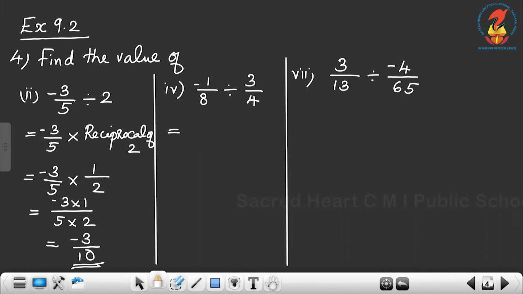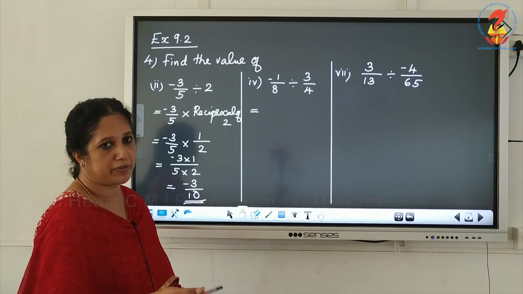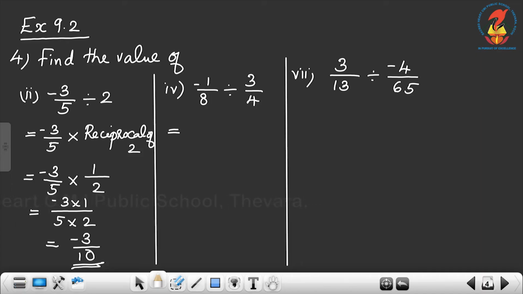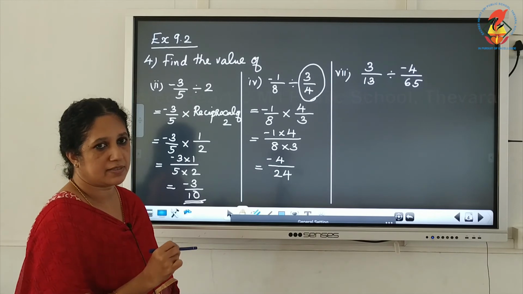Now, next one, negative 1 by 8 divided by 3 by 4. So, there is no need to write down every time the reciprocal of or multiply with the reciprocal of 3 by 4. If you can write the step directly, you can write it there. Therefore, negative 1 by 8 into, what is the reciprocal of 3 by 4? 4 by 3. So, we can write negative 1 by 8 into 4 by 3. Then equal to negative 1 into 4 by 8 into 3. So, negative 4 by 24. Now, you have to write it in the standard form.